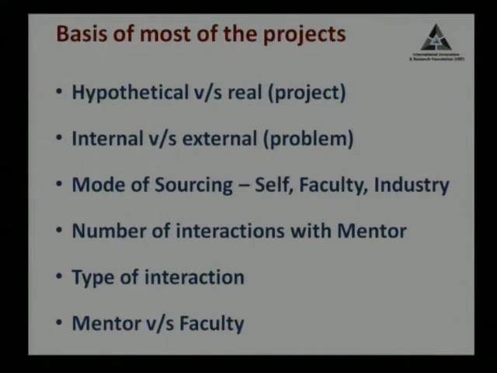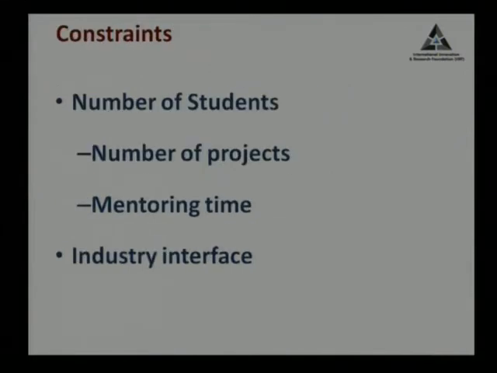And if we move ahead from there, what are the constraints? Generally, when we look at engineering projects, the constraints are the number of students in the class and therefore the number of projects. And straight away linked with it is how much time should mentoring take place. So the time as a constraint is the next one. And the final is industry interface. A lot of students come back and say that I don't have a proper industry interface.